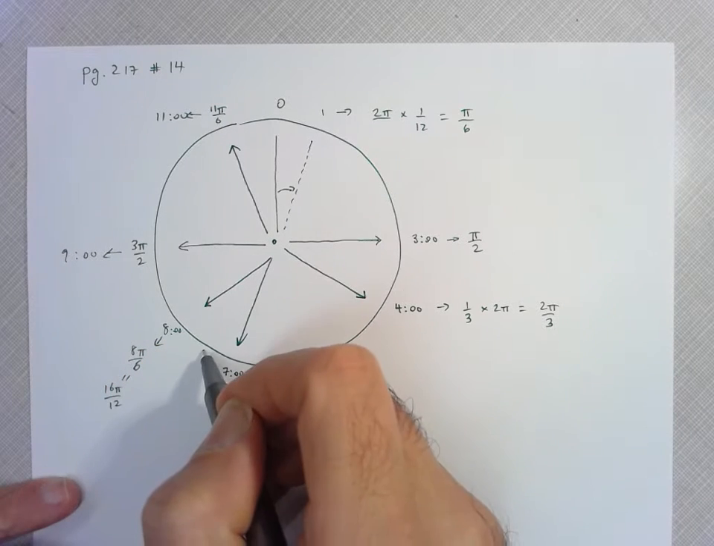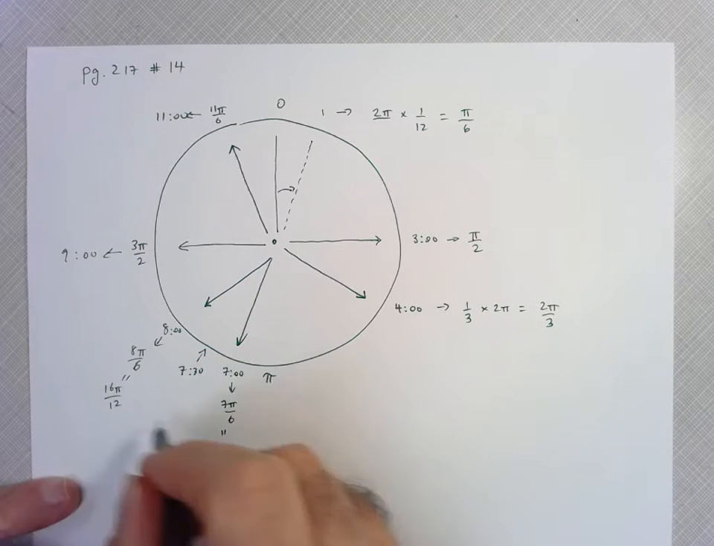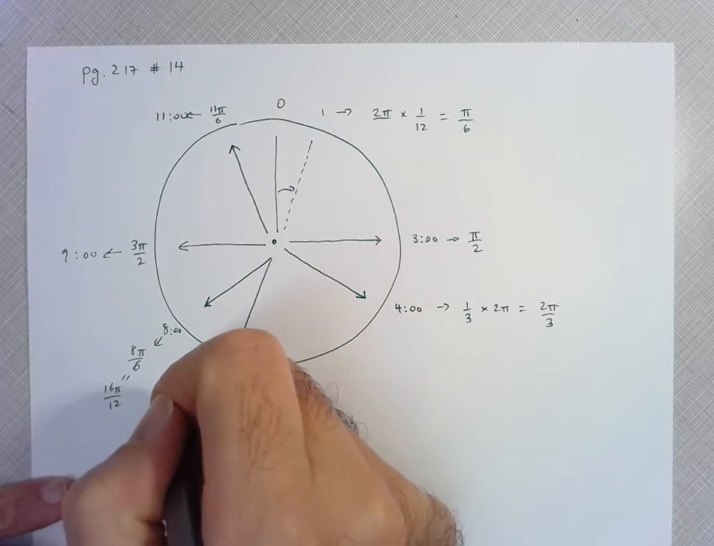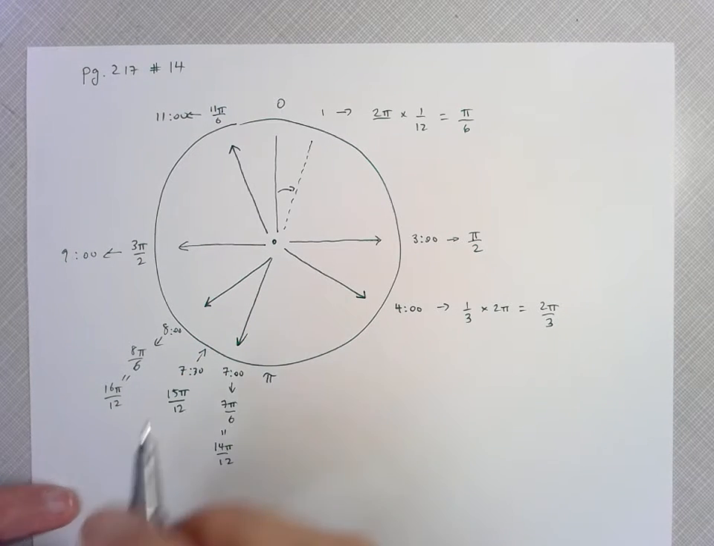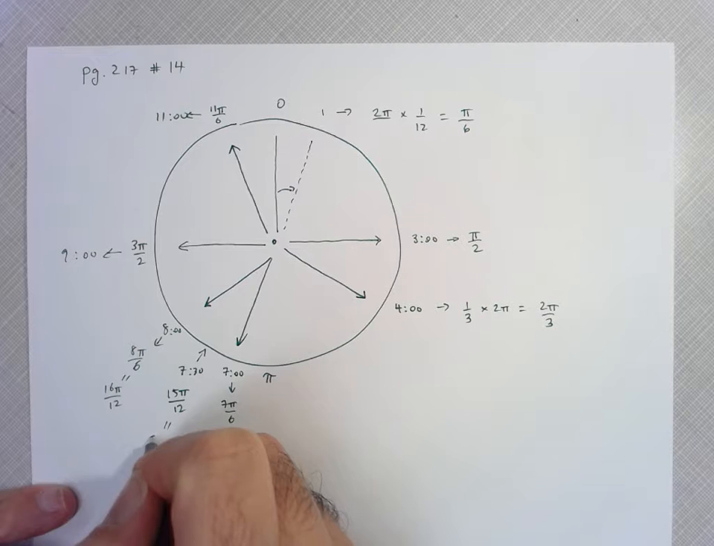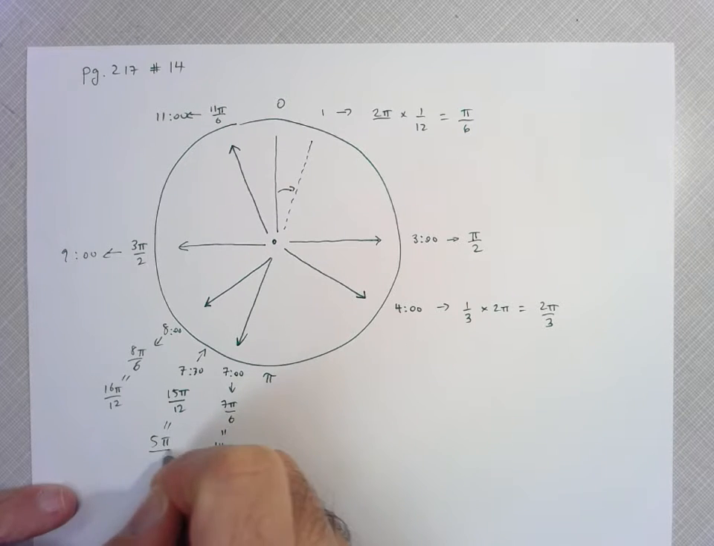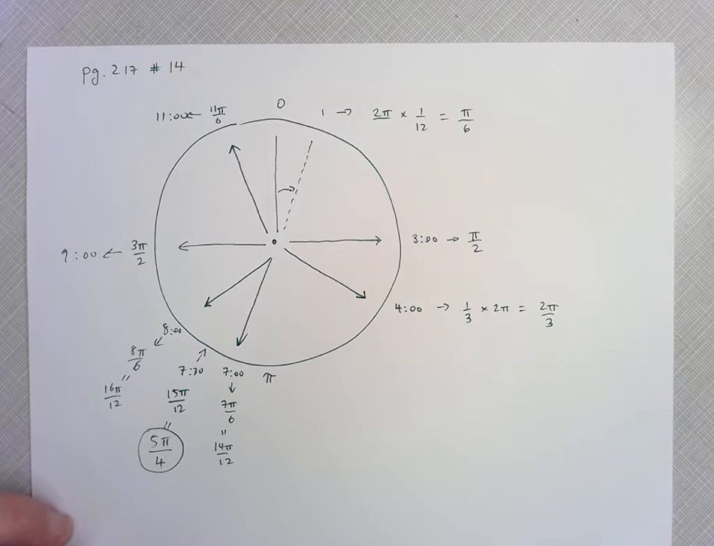And so the number that's in between, for 7:30, is just going to be, between 14 and 16, 15 pi over 12. Of course this reduces, because these are both divisible by 3. So 15 divided by 3 is 5, and 12 divided by 3 is 4. So 5 pi over 4 in radian time.